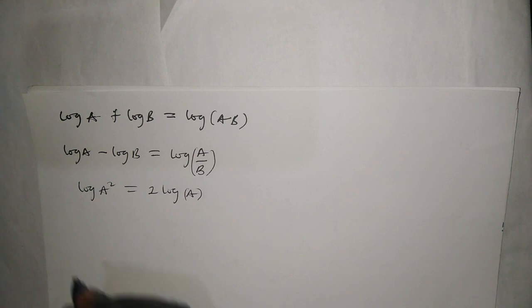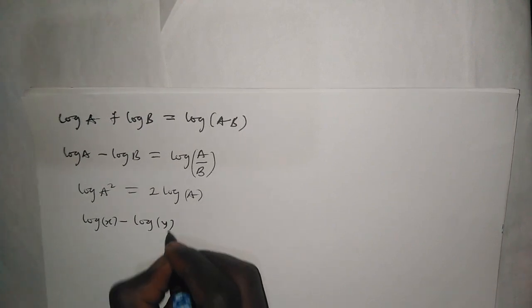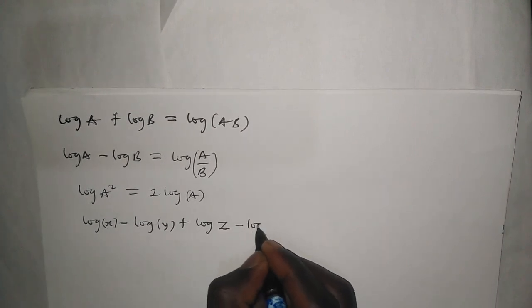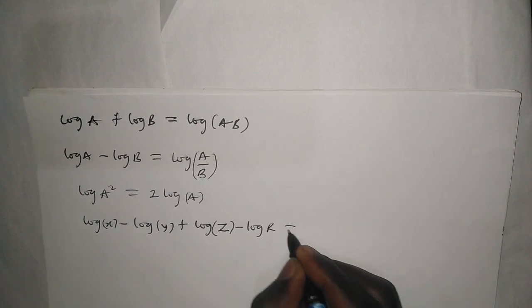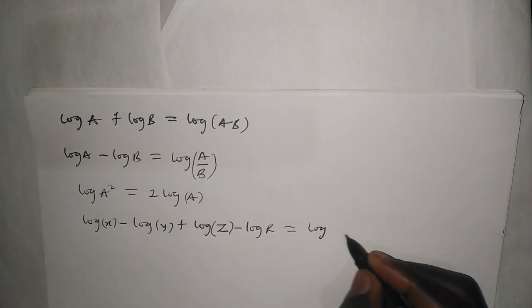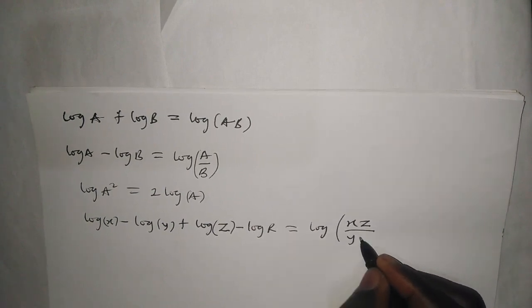Now using this property, let's combine a few logs. Let's say we have log x minus log y plus log z minus log r. How do we combine it to a single log? Now, to combine it to a single log, all the logs with a negative sign in front will go down the fraction, while all the logs with positive sign in front will go on top of the fraction. So what this simply means is that your answer will be log, x and z will go on top, y and r will be going below.